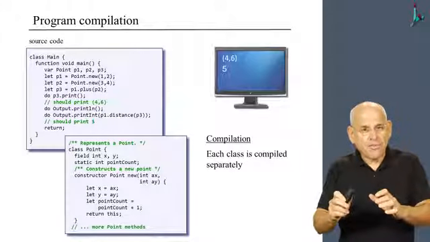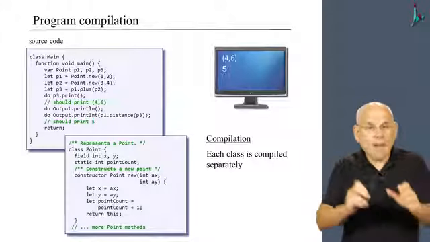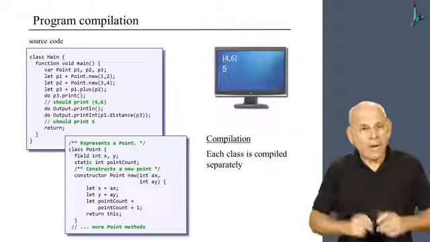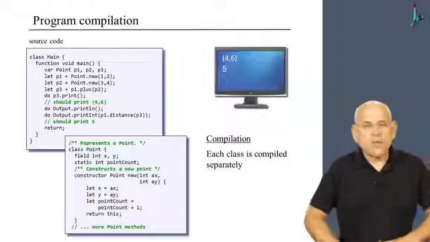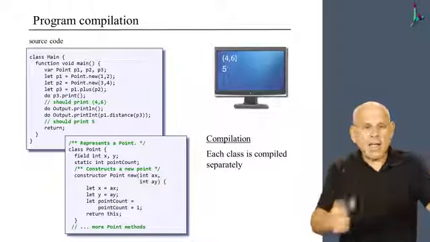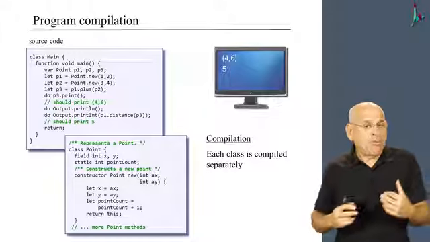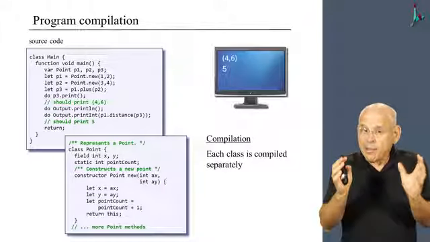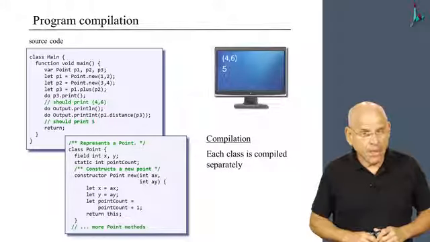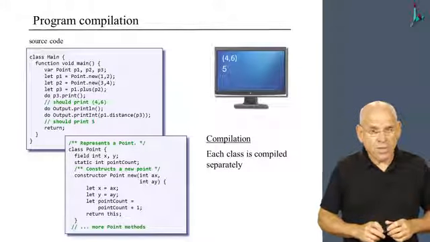Each Jack class file, just like each Java class file, is a separate and standalone compilation unit. So the overall task of compiling a multi-class program has been reduced to the more limited task of compiling one class at a time. So that's my first observation.